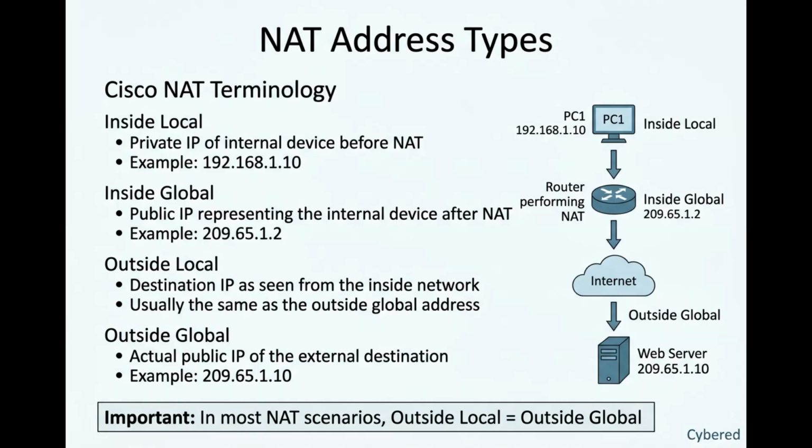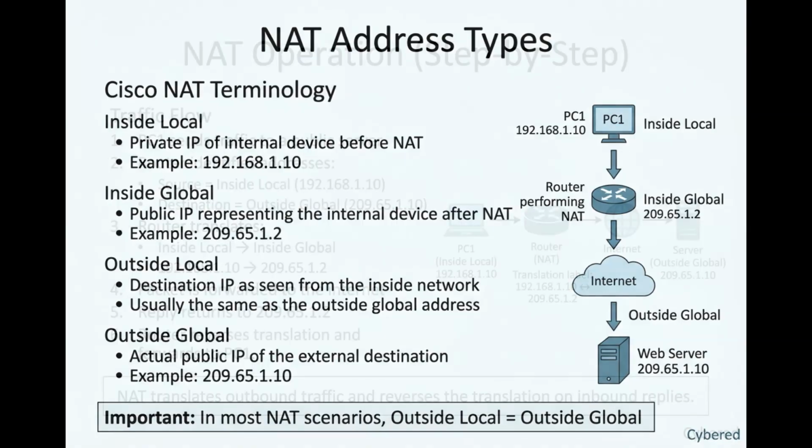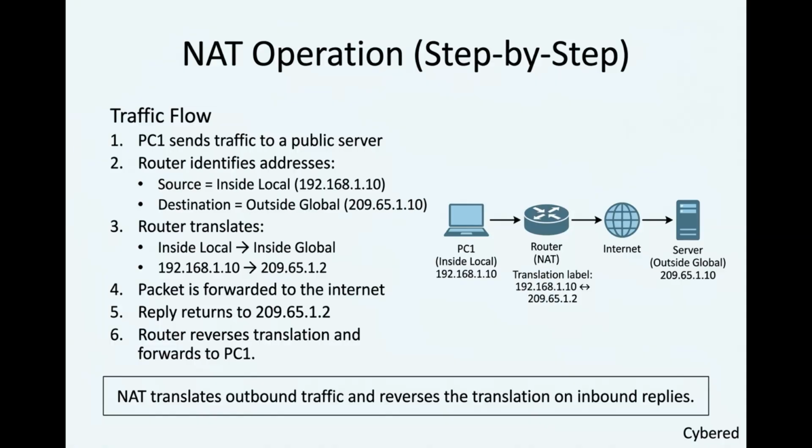In most basic NAT scenarios, the outside local and outside global addresses are the same. So NAT operation: PC1 sends traffic to the public server. The router identifies source and destination. Since the destination is public, NAT translates inside local to inside global. The packet is forwarded to the internet. When the response returns, the router reverses the translation and forwards it to the original internal device.